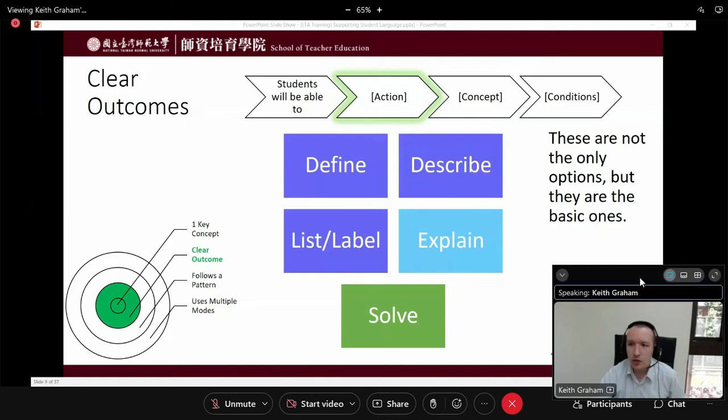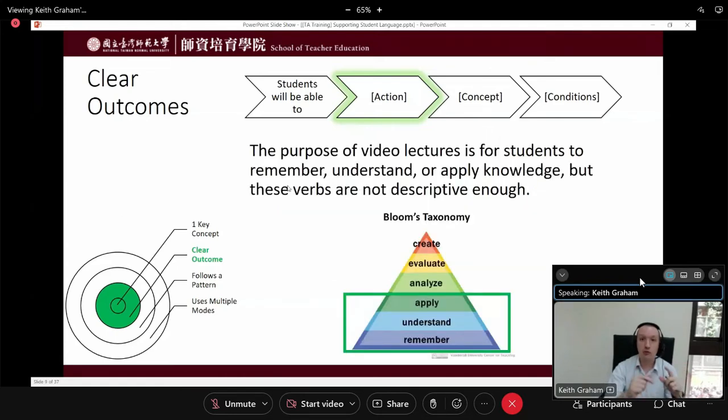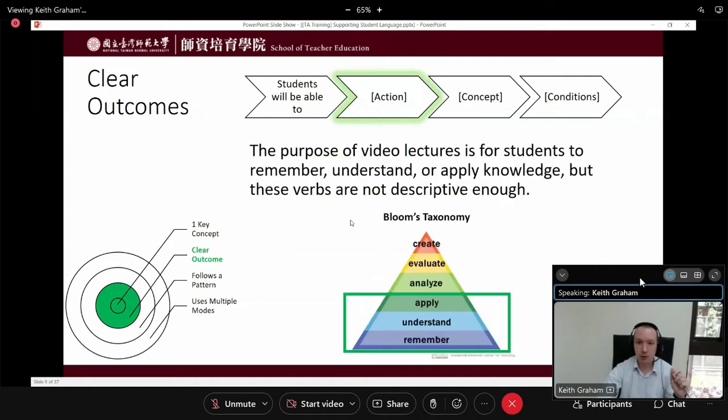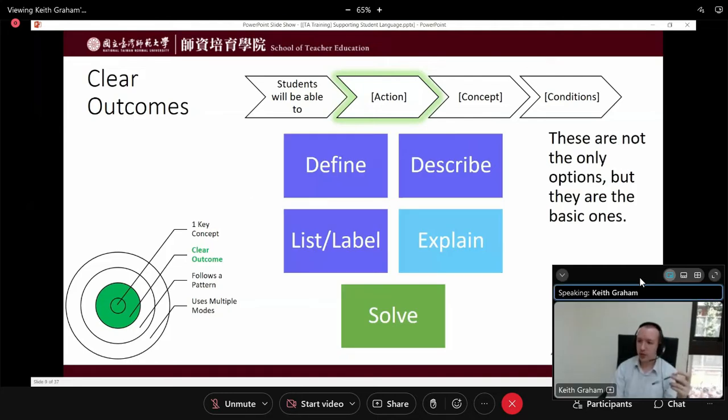So I want to emphasize that these verbs are not the only options, okay? And if you think these verbs do not work for your subject, then I recommend that you Google Bloom's taxonomy verbs so that you can find verbs that will work for your subjects.